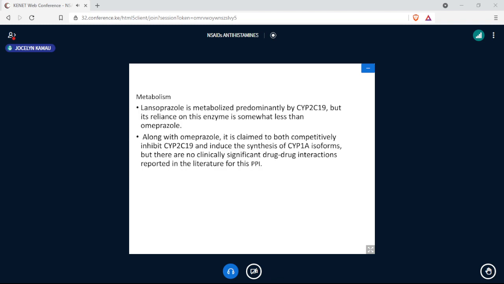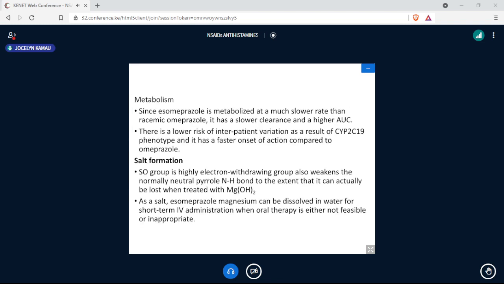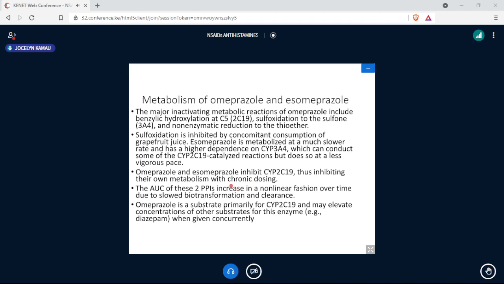So let us now go back. I just wanted us to note that, and as we note that, we are now able to understand the major inactivating metabolic reactions of omeprazole. They include benzylic hydroxylation, that is that methyl group, at carbon 5, catalyzed by cytochrome 2C19, sulfoxidation to the sulfone, catalyzed by 3A4, and non-enzymatic reduction of the thioether. And also there is oxidative O-demethylation of the methoxy group on the benzimidazole.